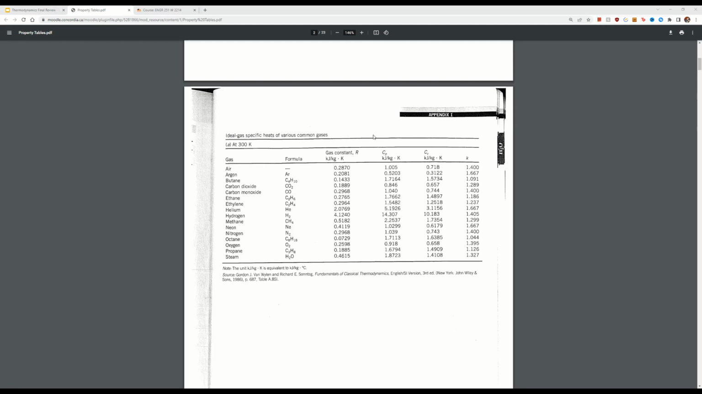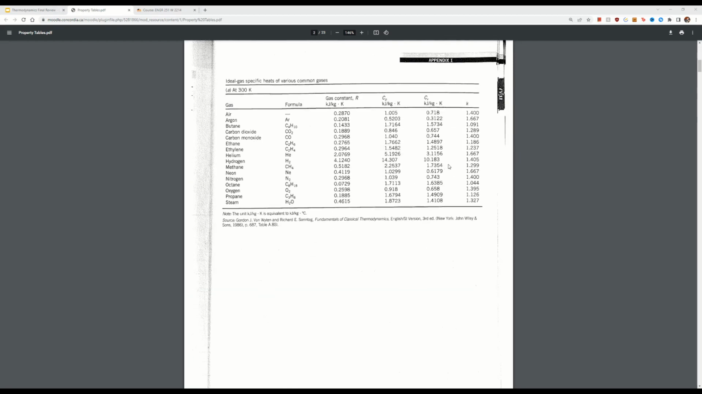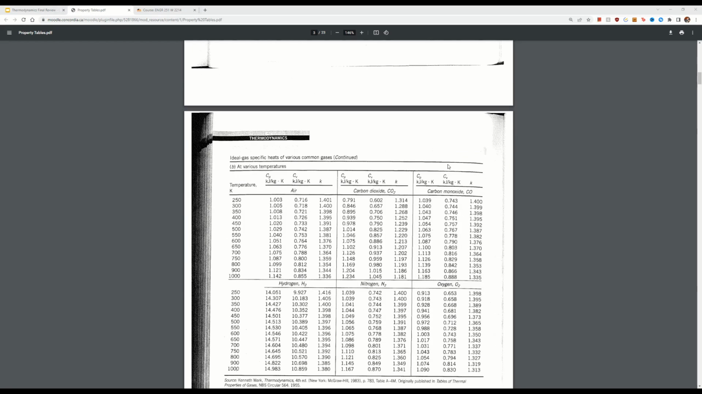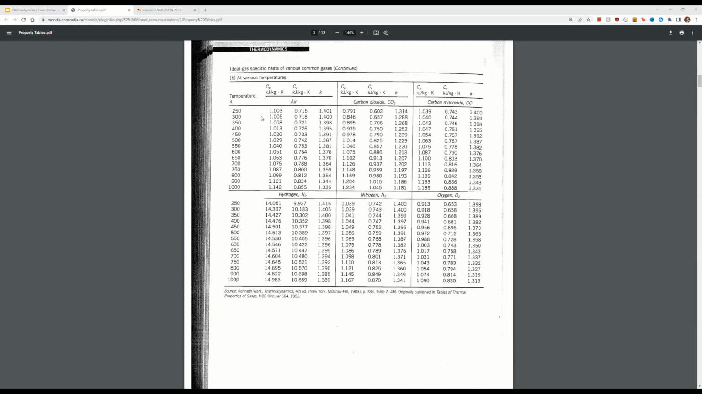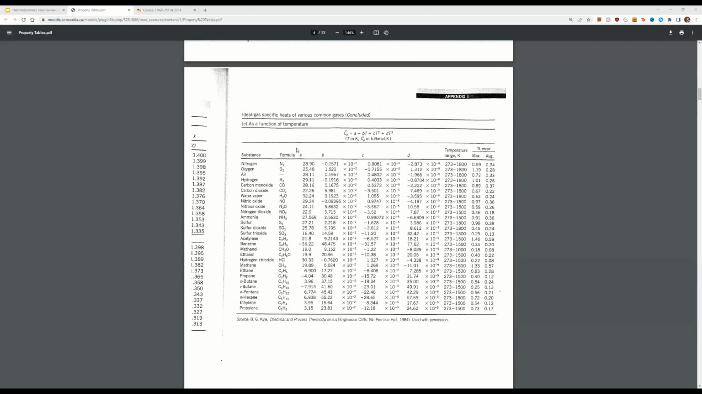So back to this, you're also given the gas constant again, and for more detail, it's given here. Moving on, you get your CP and CV values for different gases, air, carbon dioxide, etc., but at different temperatures this time, and k values as well. This table isn't very much used.